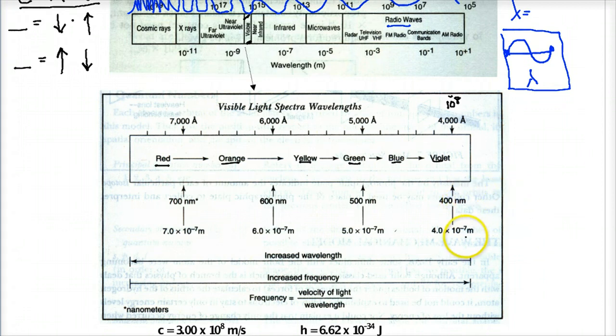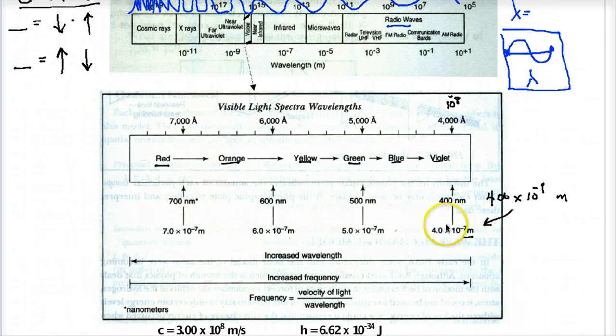You notice here is the meter. Sorry, I might have misspoken there. So going back to these measurements, 400 nanometers is 400 times 10 to the negative 9 meters. So if you notice, that becomes 4.0 times 10 to the negative 7 meters. These are the same numbers.